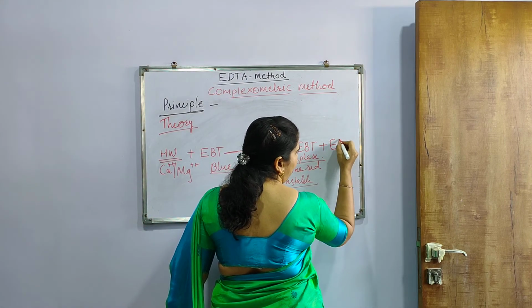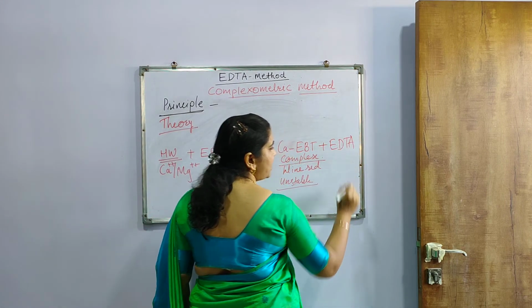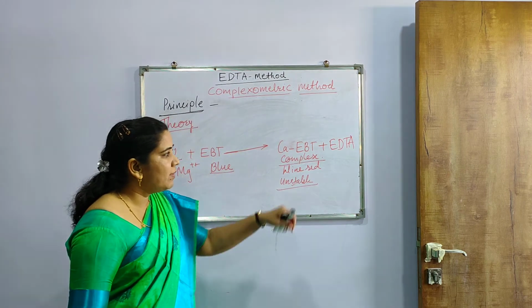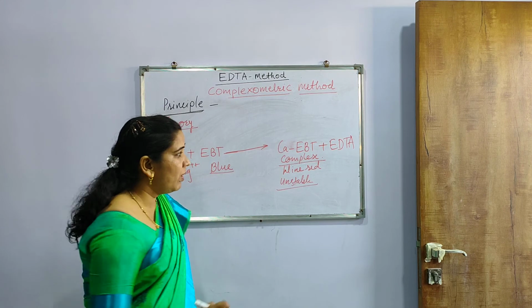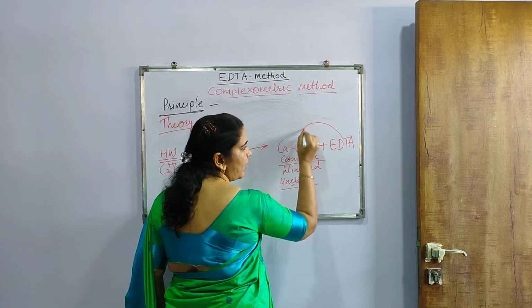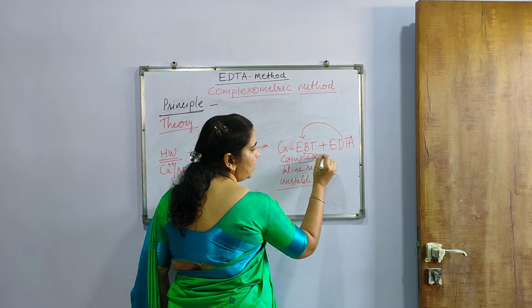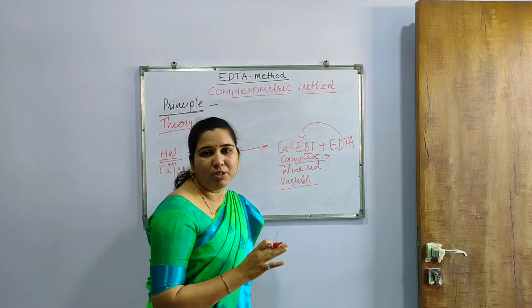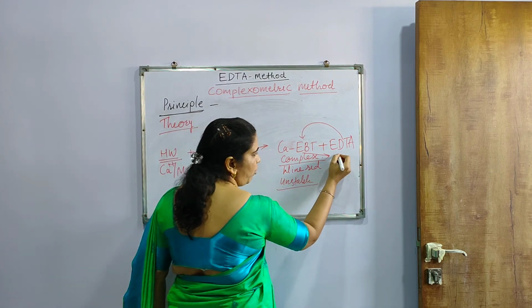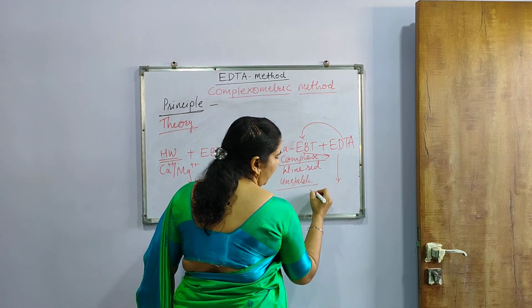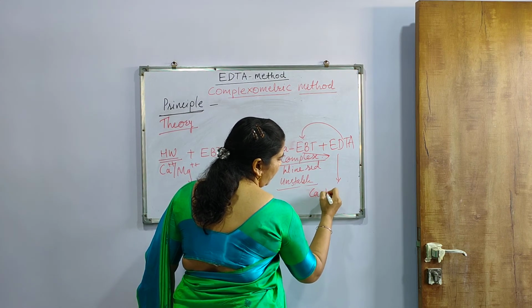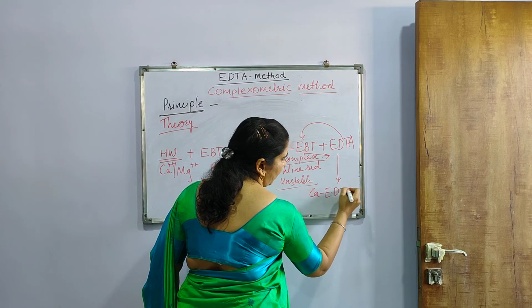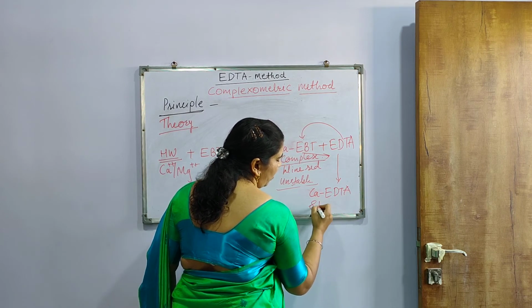So EDTA will be added from the burette. We will see that afterwards. Whenever this EDTA comes in contact with this Ca-EBT, what will happen? This EDTA takes the place of EBT, while the EBT gets displaced from its place. So what will be the product of the reaction? The metal ion, we can write it as Ca-EDTA, which is the most stable complex.